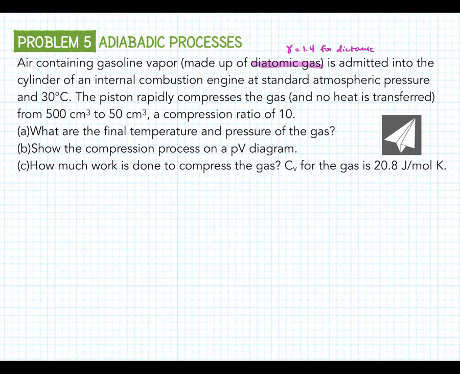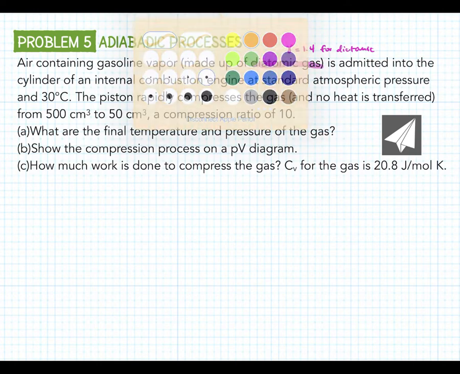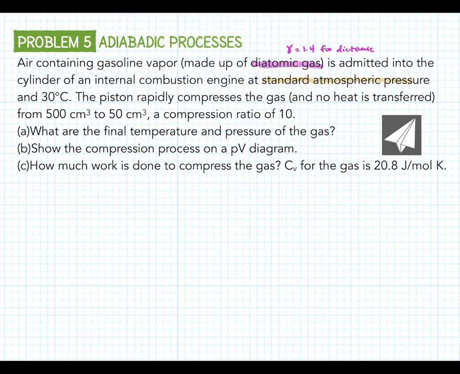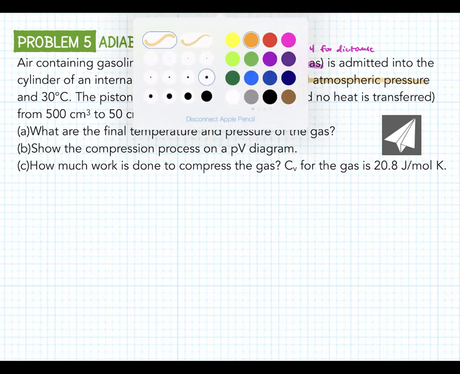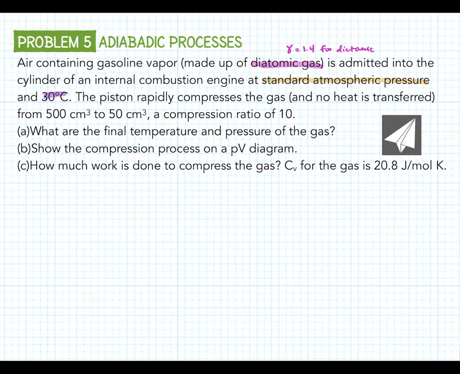And you have a cylinder. This is in an engine. We have standard atmospheric pressure, which means 101 times 10 to the third. And we also have a temperature of 30 degrees Celsius. We want the piston to rapidly compress the gas, and rapidly is the key word here because that tells us this is an adiabatic process, and it even specifically says no heat is transferred.